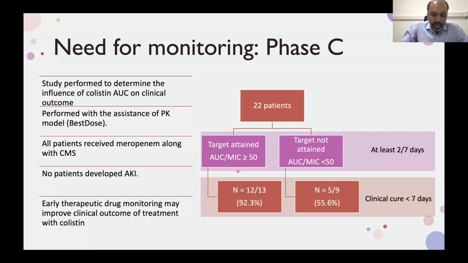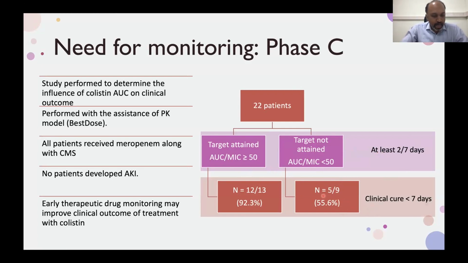Among them, 13 attained target AUC by MIC of more than 50 for at least 2 out of 7 days. And out of them, 92% improved clinically within 7 days. On the other hand, among those who did not attain target, 55.6% improved clinically within 7 days.